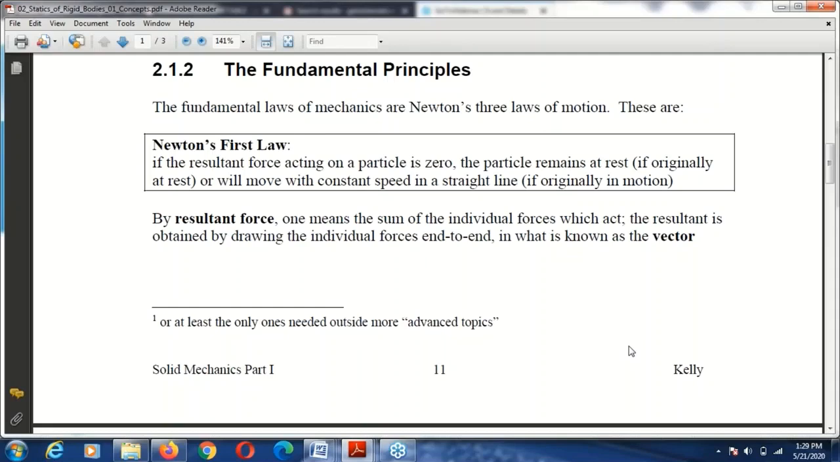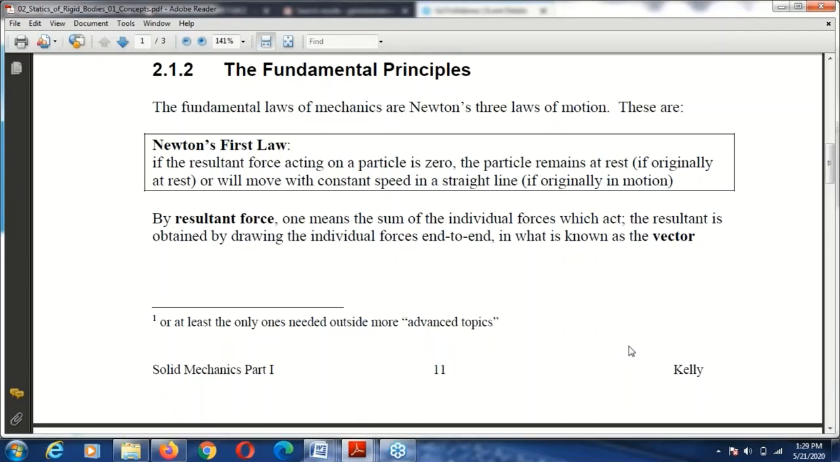So any two bodies of matter attract each other with a force that is directly proportional to the product of their masses and inversely proportional to the square of their distance apart. Is it not clear enough? So that is Newton's law of universal gravity.